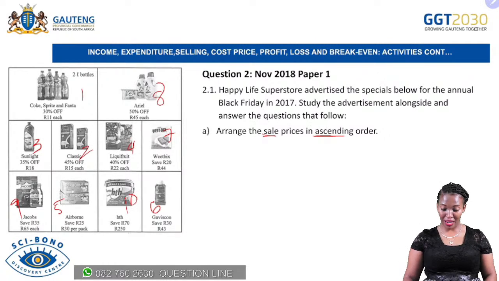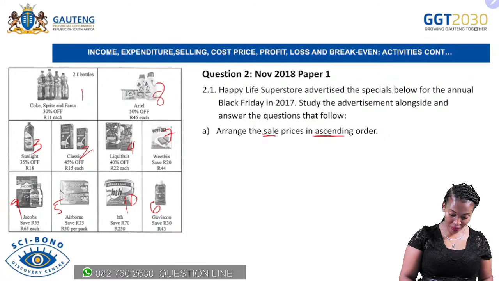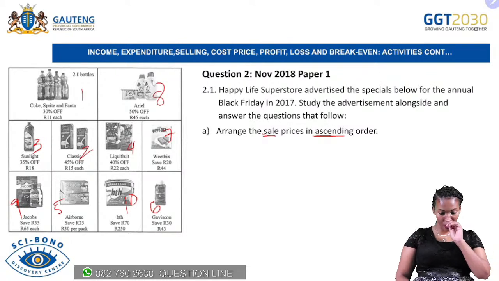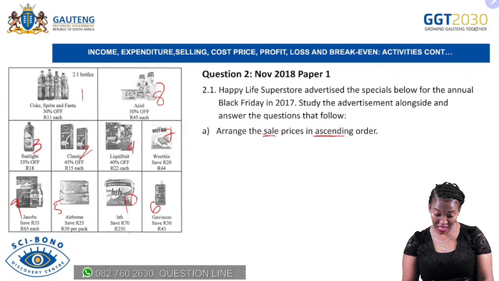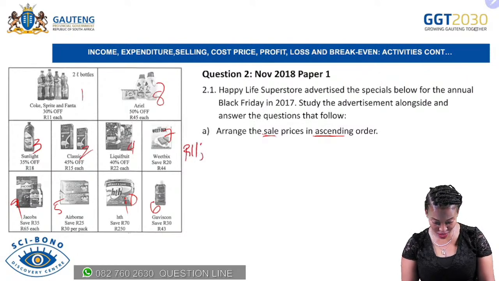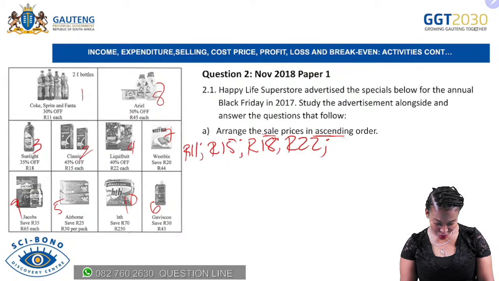Do we really have 10 values? 1, 2, 3, 4, 5, 6, 7, 8, 9, 10. So I'm happy. All my values are there. Now it's going to be very easy for me to arrange them in ascending order. So the first one is 11 rands. And then the second one is 15 rands. The third one is 18 rands. The fourth one is 22 rands. The fifth one is 30 rands. The sixth one is 43 rands.